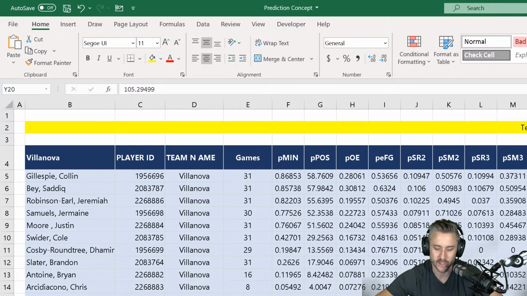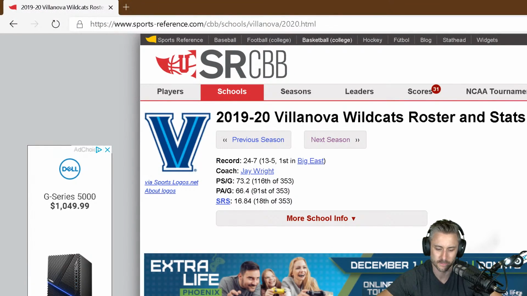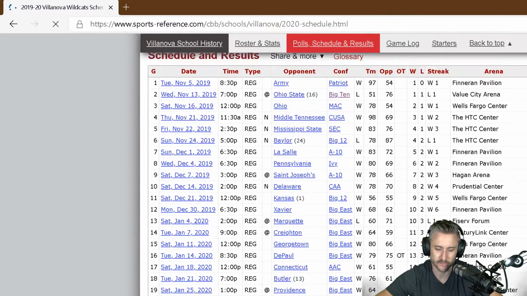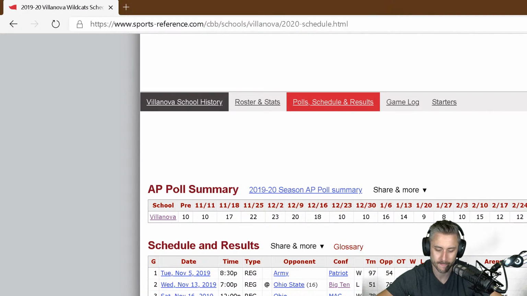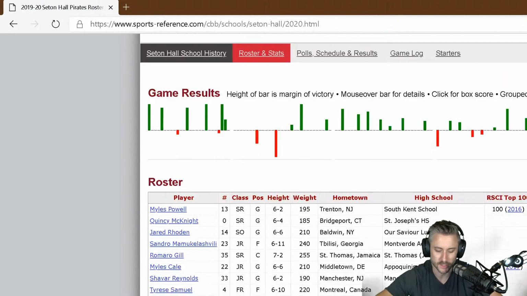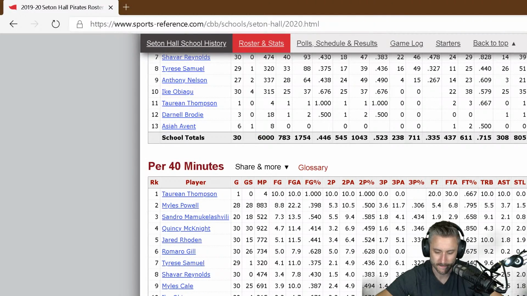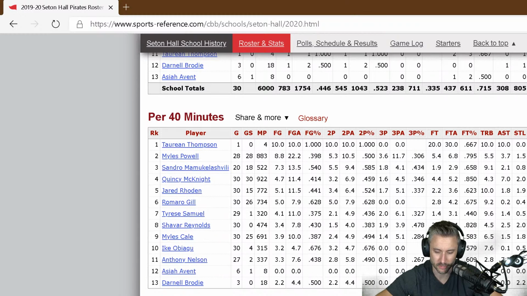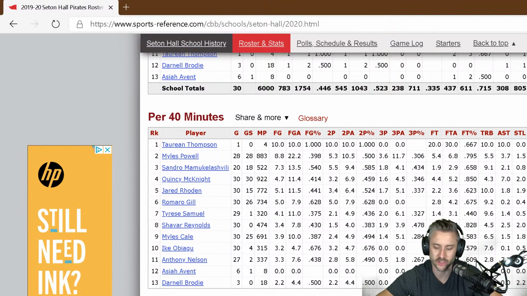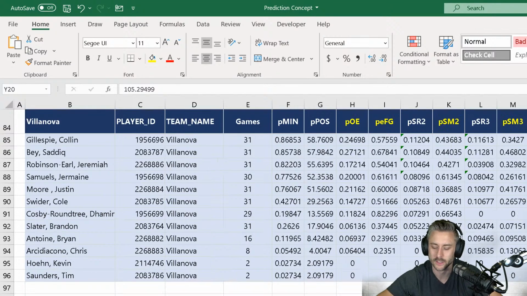If it's not, then I have a miscalculation, and I'll have to fix that at a later time. Seton Hall. So Miles Powell's defensive rating was 99.1, and that's unadjusted, though. So my adjusted defensive rating was 105. Yeah, I must have a miscalculation somewhere, but just stay with me. It is what it is.